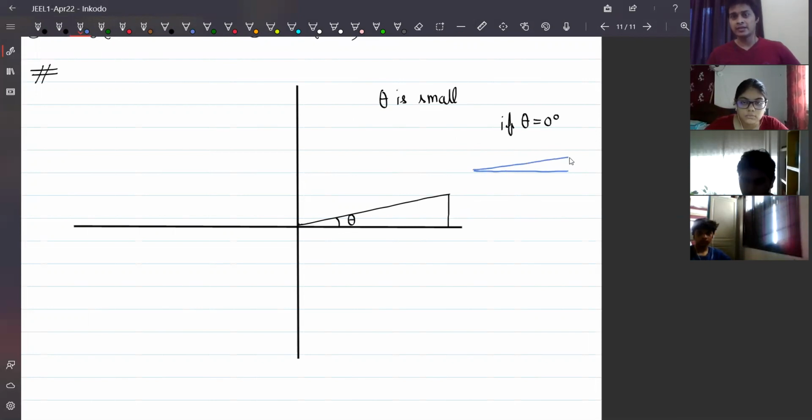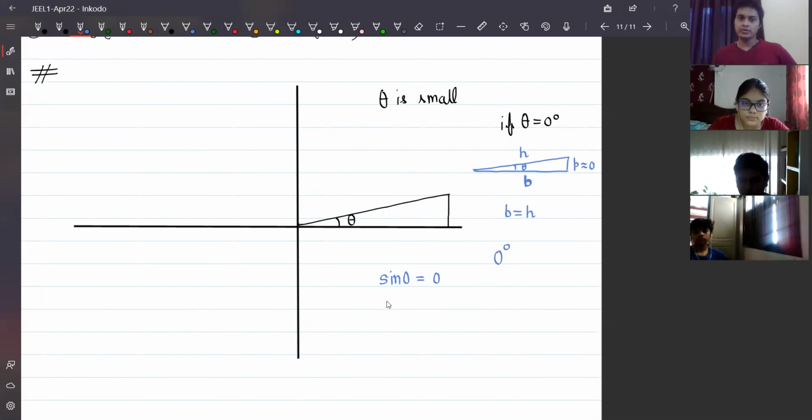But if you imagine a triangle, the base will be equal to the hypotenuse. Even if you imagine a triangle, this is angle theta, very, very small, very close to 0 degrees. So the perpendicular would be 0. So for 0 degrees, I can write sine 0. Sine 0 is perpendicular upon hypotenuse. So it will be 0. Make sense?